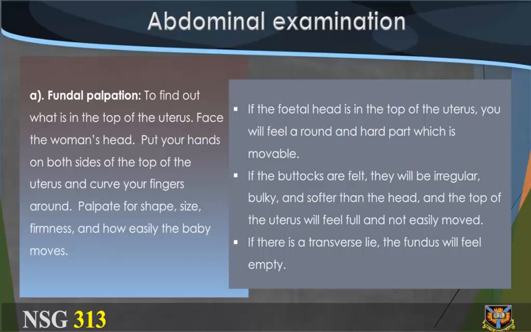To find out what is in the top of the uterus, face the woman's head. Put your hands on both sides of the top of the uterus and curve your fingers around. Palpate for shape, size, firmness, and how easily the baby moves. If the fetal head is in the top of the uterus, you will feel a round and hard part which is movable. If the buttocks are felt, they will be irregular, bulky, and softer than the head, and the top of the uterus will feel full and not easily moved. If there is a transverse lie, the fundus will feel empty.